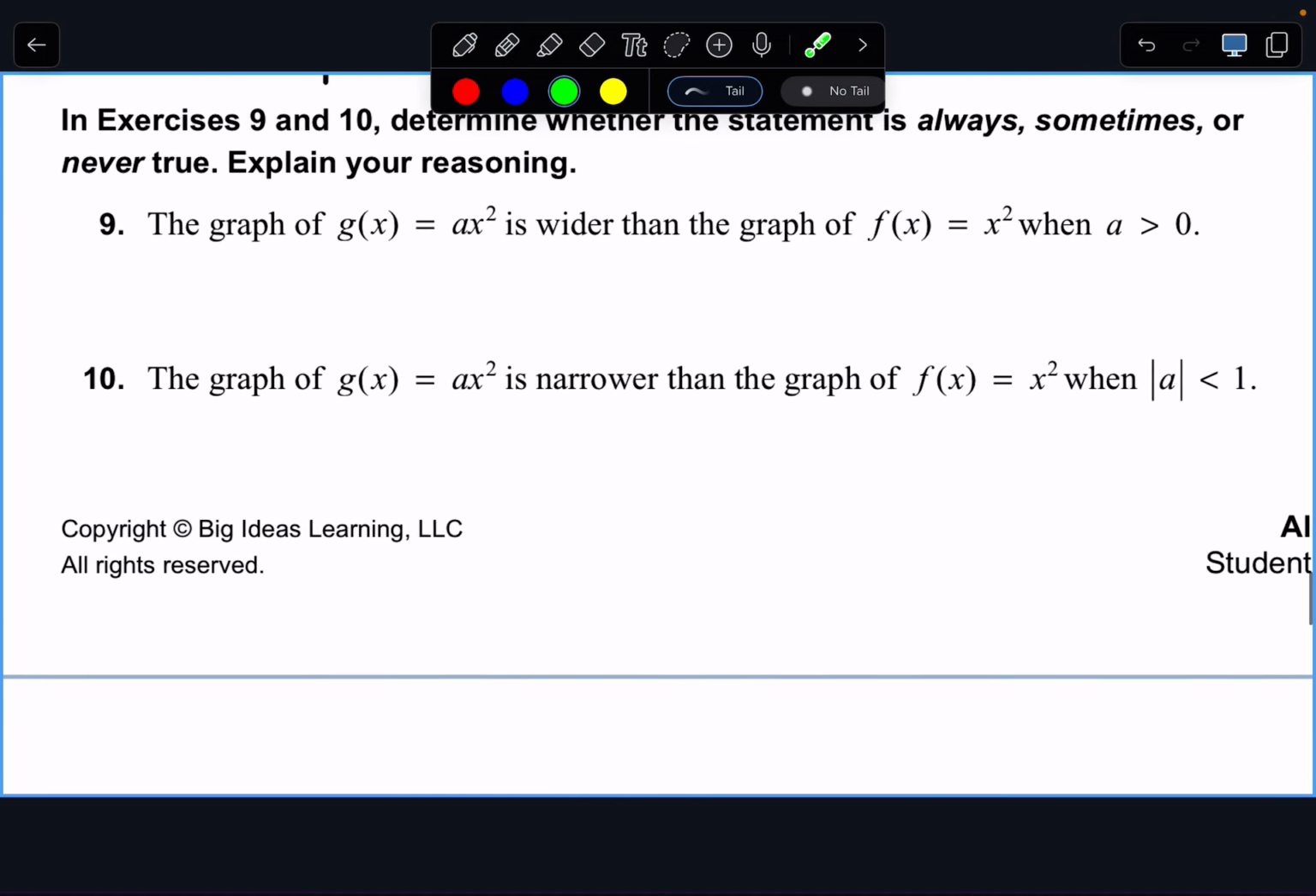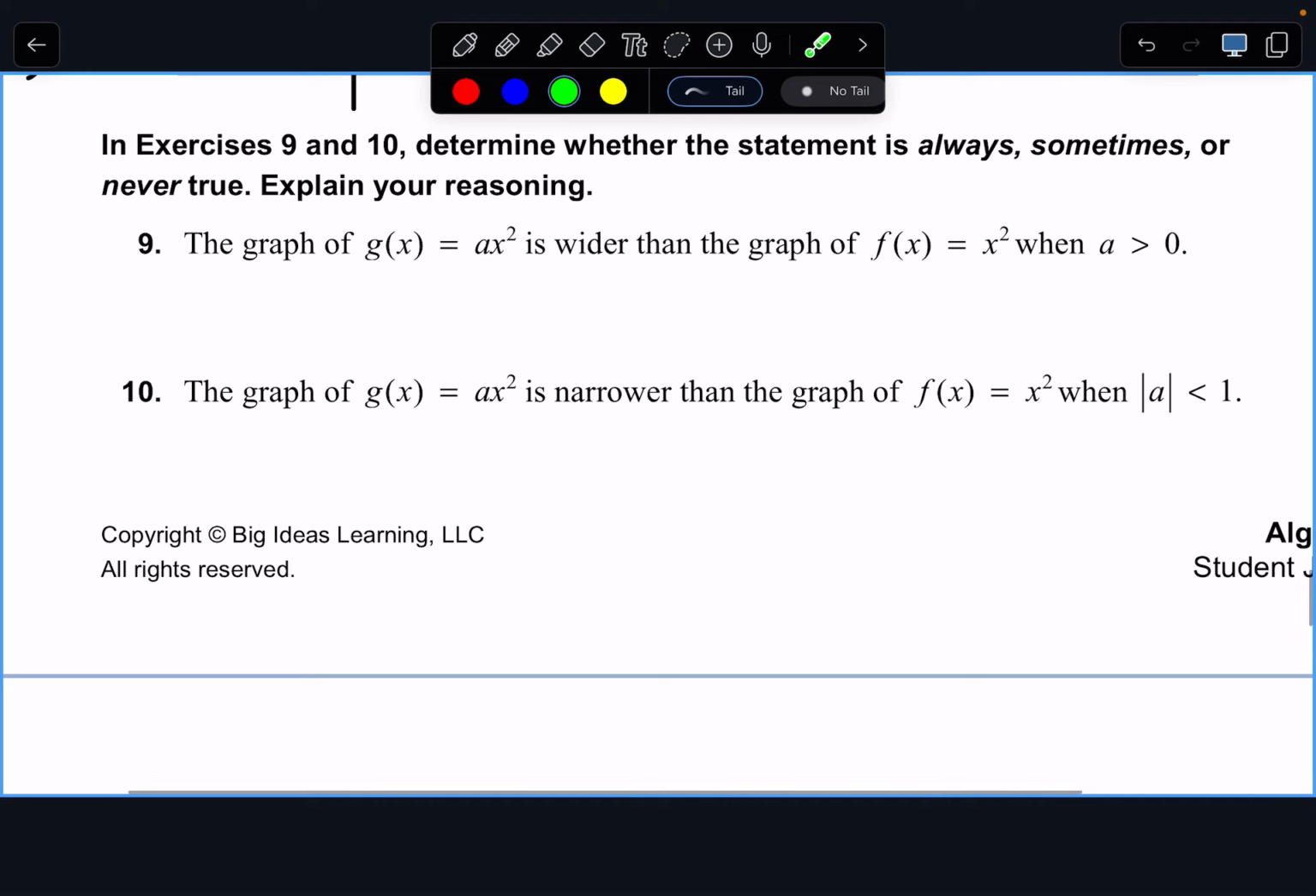All right. I want you to read through 9 and 10. You have 3 options for your answer: always, sometimes, never. I want you to talk about it with some human at your table and come to a conclusion on always, sometimes, or never for 9 and 10.